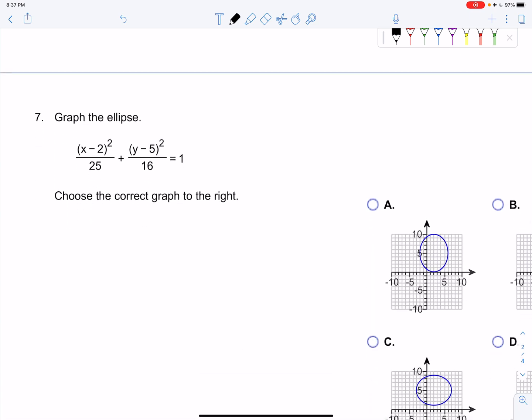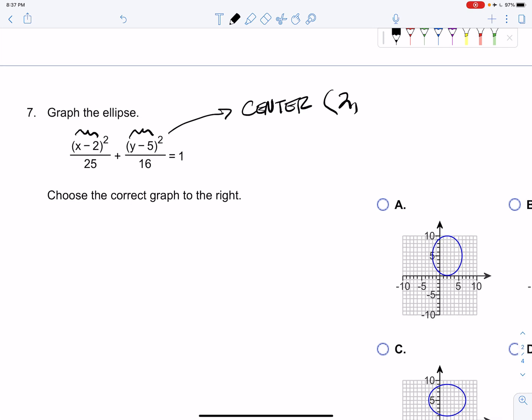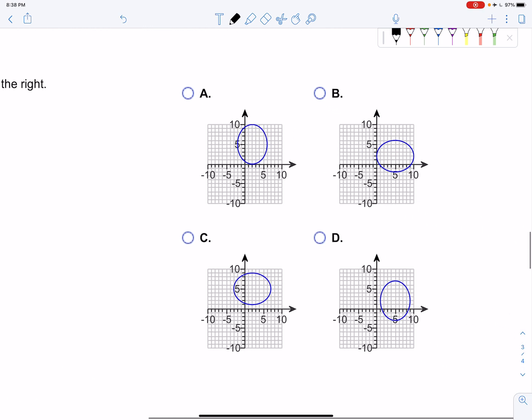Okay, the very first thing is I want to find the center. So I look at this and I find the center. I take a look at the x component. So x minus 2, so the x value is positive 2. And y minus 5, so the y value is positive 5. So 2 comma 5 is my center. Okay, so we want to know, is this even possible? So I think A is possible.